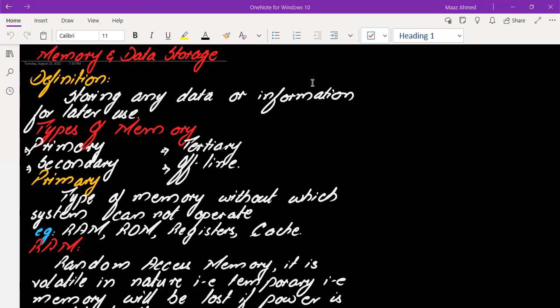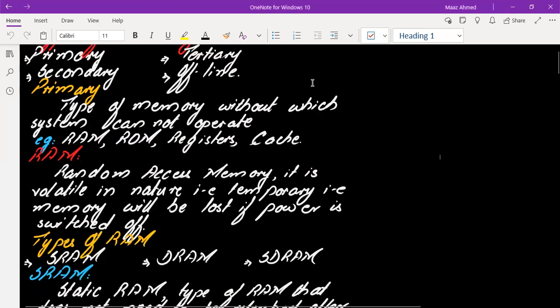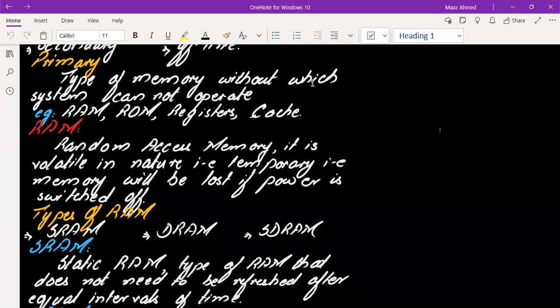Now we will be discussing each one of them one after the other. Coming to the primary storage, I have mentioned that these are the types of storage devices without which your system cannot operate at all. So these are known as the primary storage devices. They may include RAM, ROM, registers, cache. Now we will be discussing each one of them.